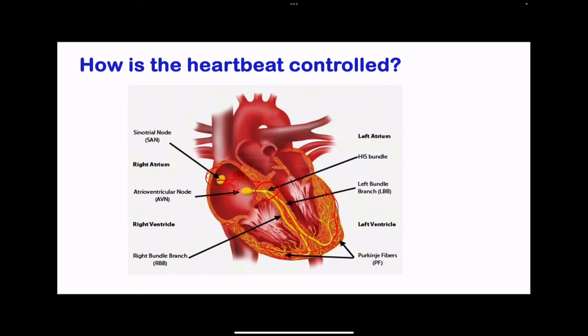As the ventricles contract, they will squeeze the blood, pushing it away from the heart in order to go to the blood vessels leading away from the heart.